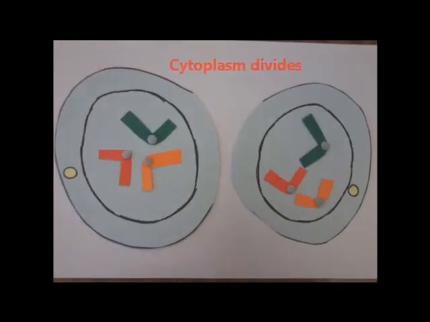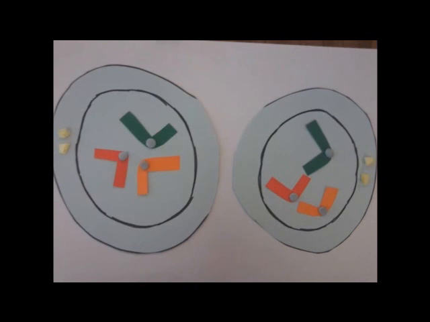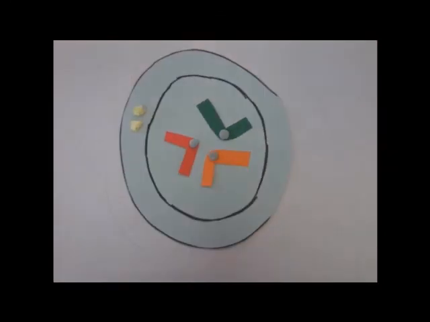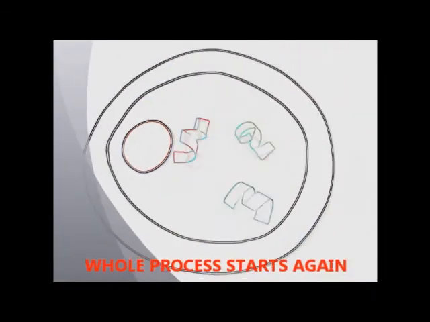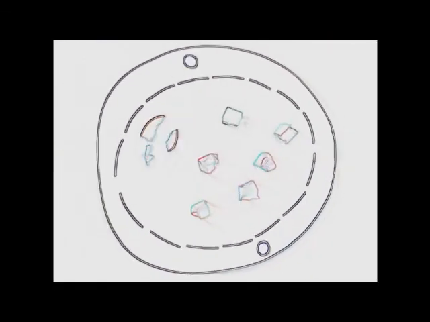Cytokinesis comes after mitosis. This is where the cytoplasm divides and you have two separate daughter cells. The whole process then starts again.